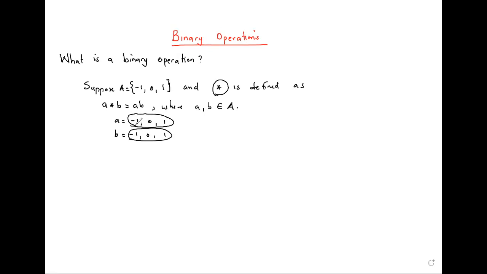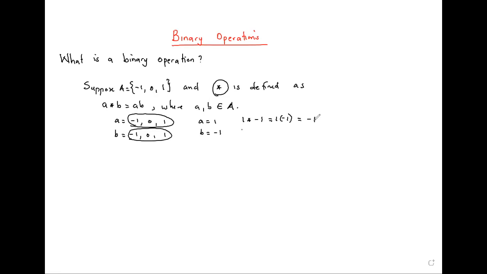Now, star is saying, suppose you pick A to be 1 and B to be -1. When you take this to star, you have 1 star -1. What does it require you to do then? Star is saying, get their product. 1 multiplied by -1, which is equal to -1. That is what star is doing. It's just telling you that when you get two numbers from the set A, multiply them.